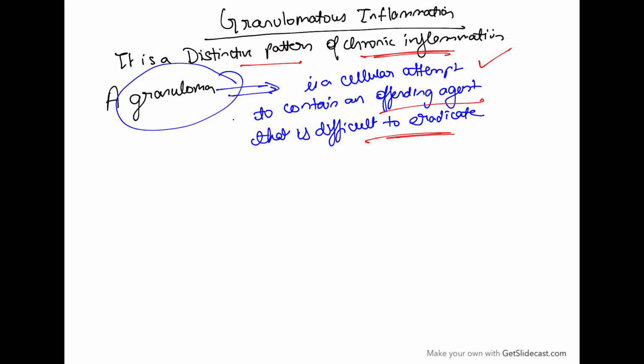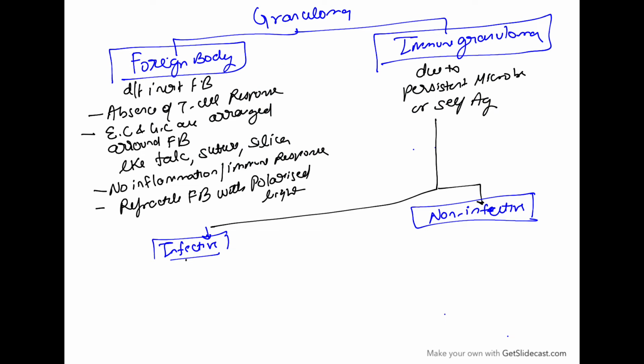Now let us see the types of granuloma. Granuloma could be a foreign body type granuloma or could be an immune granuloma. Now, a foreign body granuloma is because of an inert foreign body. Since it is inert, there will be absence of any T cell response to this body. The epithelioid cells and giant cells are arranged around the foreign body. Examples could be talc, suture or silica. There is no inflammatory or immune response, and on polarized light we can see the refractile foreign body.